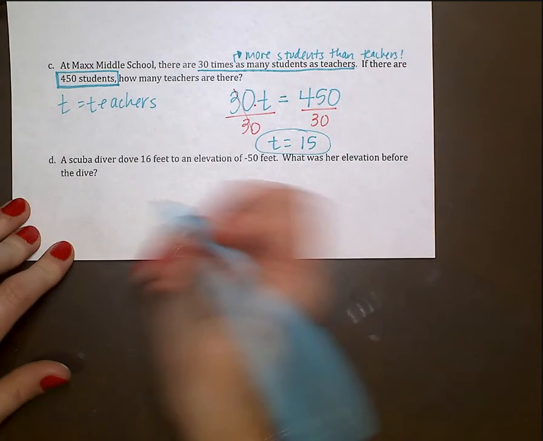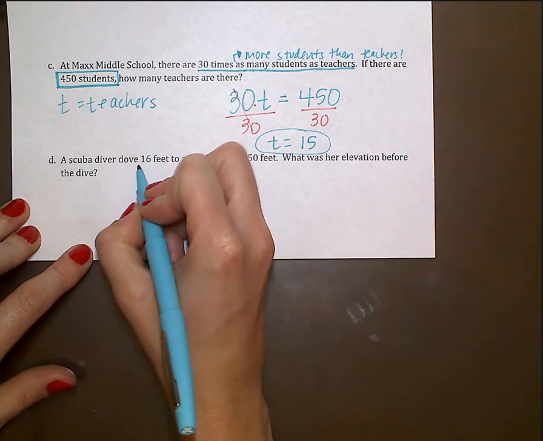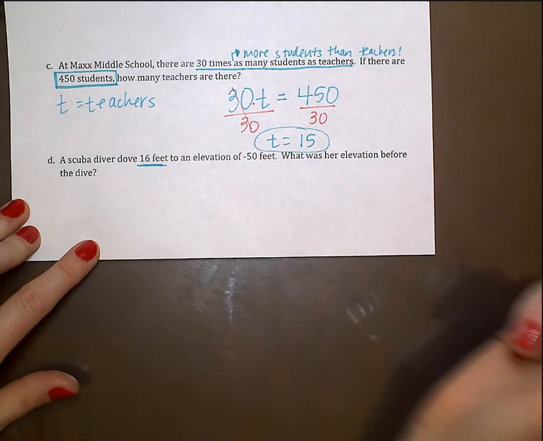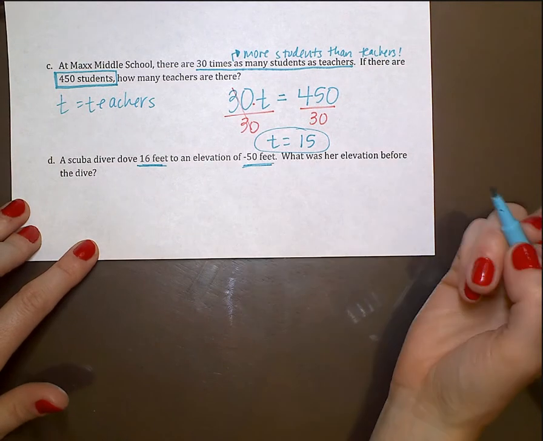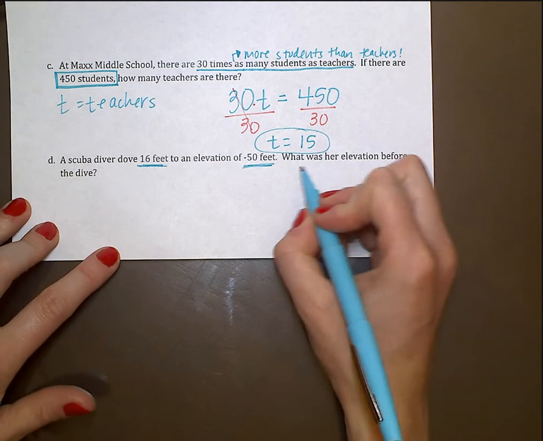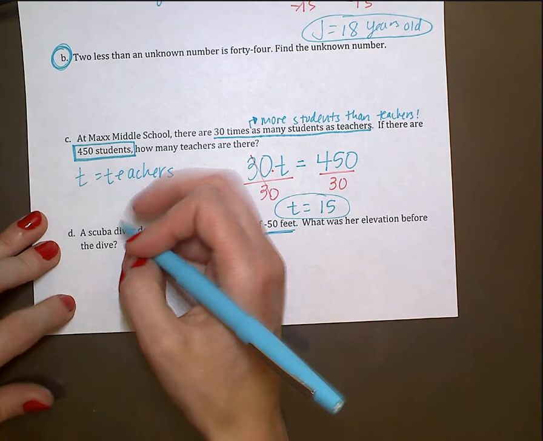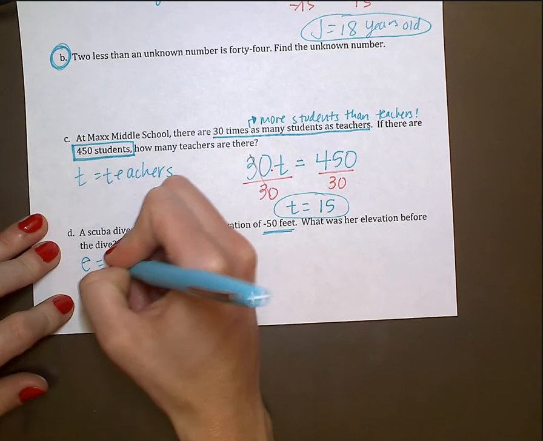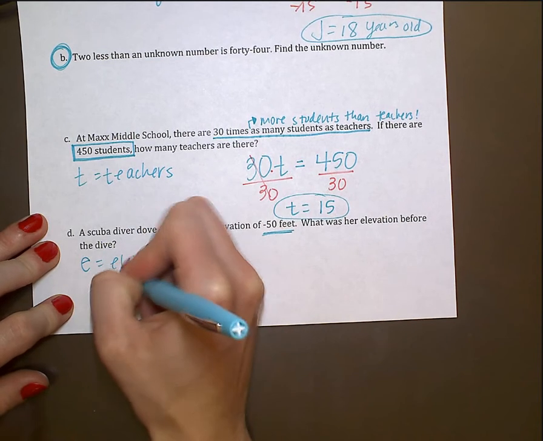All right, example D says a scuba diver dove 16 feet, all numbers are important, to an elevation of -50 feet. That makes sense. Negatives are going to happen when I'm like diving in the ocean. What was her elevation before the dive? Okay, so to define my variable, I look to the question. What was her elevation before the dive? So I'm going to use E. And that stands for what I'm trying to find, which is elevation before the dive.